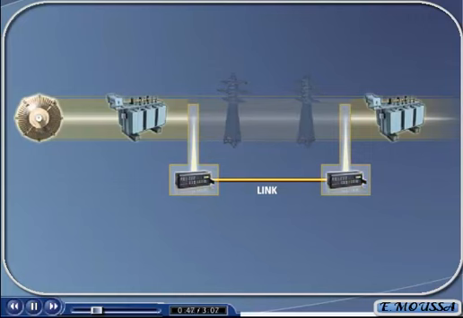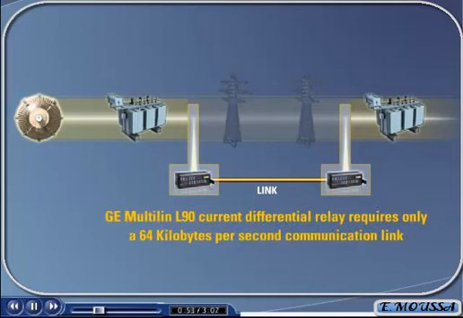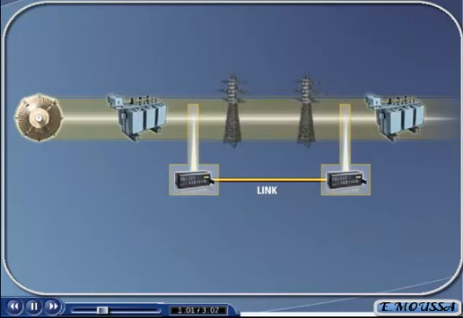The communication link requirements for differential relaying can be quite modest by today's standards. For example, the GE Multilin L90 current differential relay requires only a 64 kilobytes per second communication link. To enhance reliability, modern utility class line current differential relays will provide built-in distance backup in the event of a communication link failure. For the following examples, we will be using the GE Multilin L90 relays.